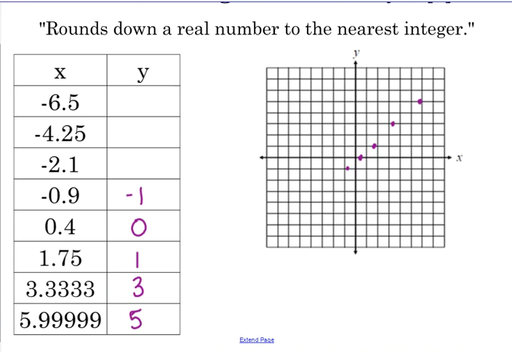So negative 2.1 is actually going to round down to negative 3. Negative 4.25 would round down to negative 5. And negative 6.5 would round down to negative 7.